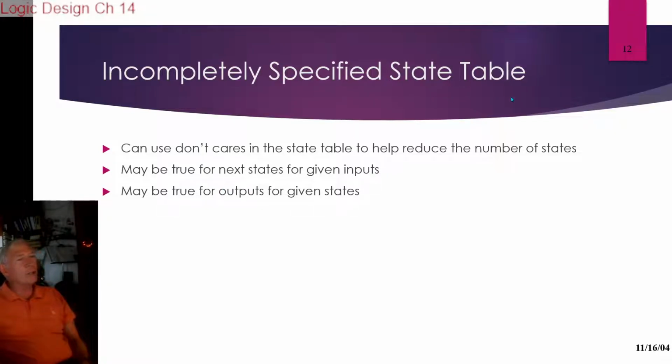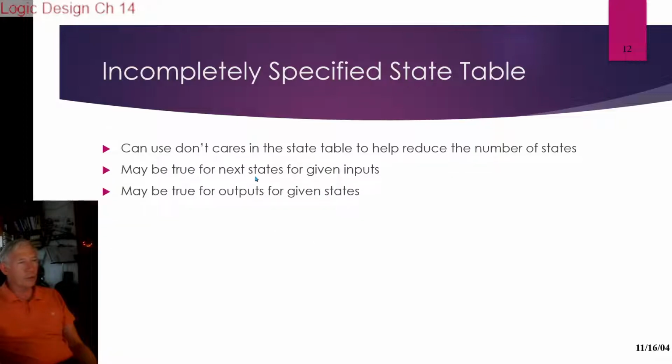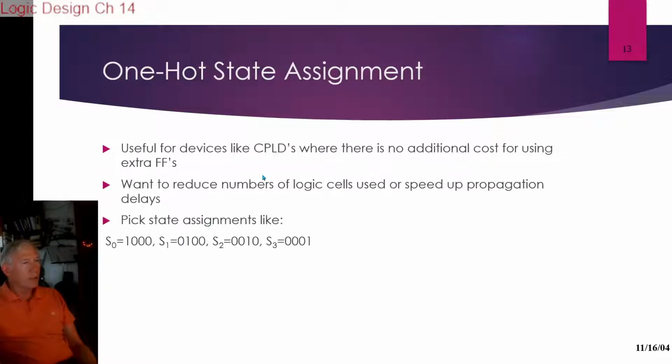So in our incompletely specified state table, we can definitely use all the don't cares to help reduce our K-maps and to simplify our expressions. And we can also use them sometimes in state reduction too. Well, we don't usually include the don't cares in our states, but we can include them in our K-maps as don't cares. One more topic to talk about: one hot state assignment.